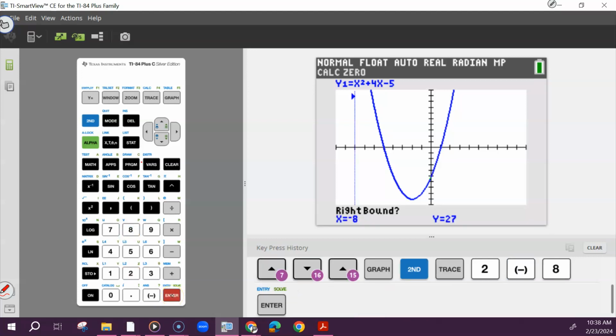A line will appear, or mine is a line, yours might just be the cursor. Then I want to pick something that's to the right of this, but that doesn't go past the other one. So somewhere in here, -1, sure, that would work. Type in -1, hit enter. Then it says guess. You don't want to guess because that would be you putting it where you think it is. You just let the calculator do the work, hit enter again, and it will tell you what this is.